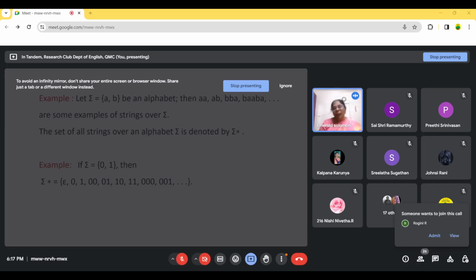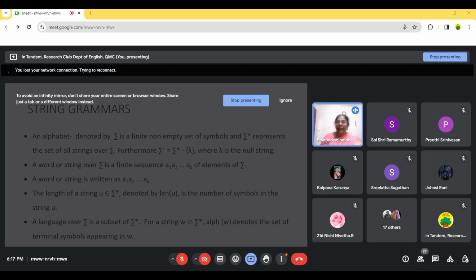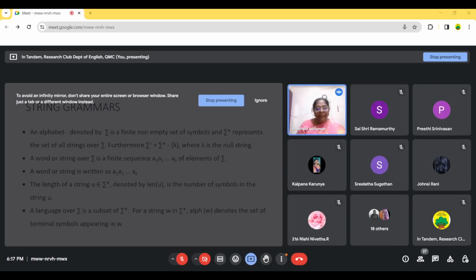I just want to give you a glimpse of what is formal language. We take that alphabet set, we denote it by sigma. Suppose I take only 2 alphabets. I can have any number of alphabets. If I take English, I will have the alphabet set containing A to Z. If I take Tamil, previous slide please.